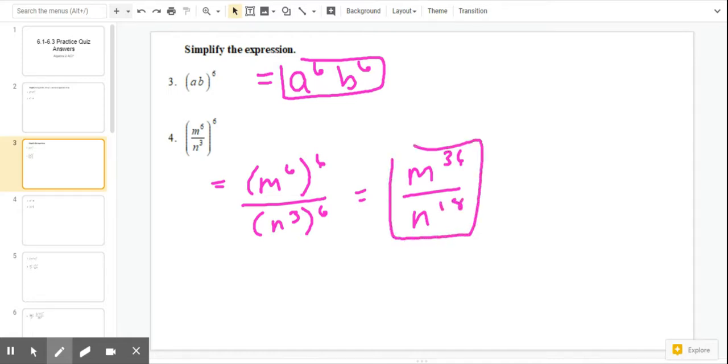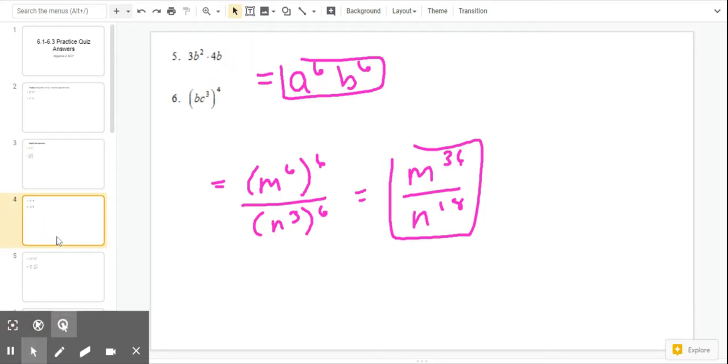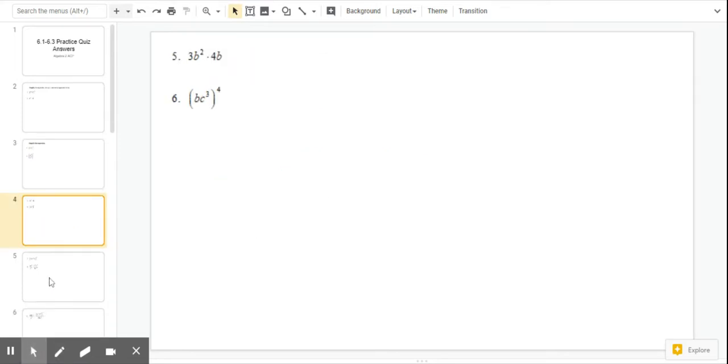Don't do anything else because these are not the same base. So we have m and we have n. They're not the same, so you can't do anything with that. Be careful there.